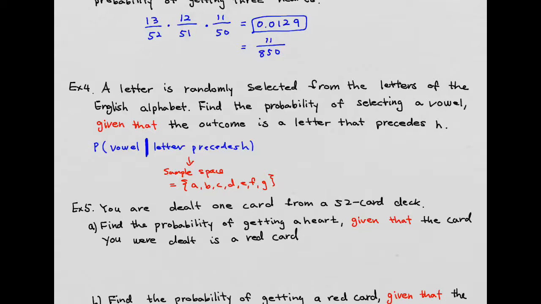How many outcomes in the sample space do we have? We have 7, so the total is going to be 7. How many vowels do you have here? A and E, so it will be 2. So we're picking A or E. When they're talking about conditional probability, your total size is going to become your conditional outcome.